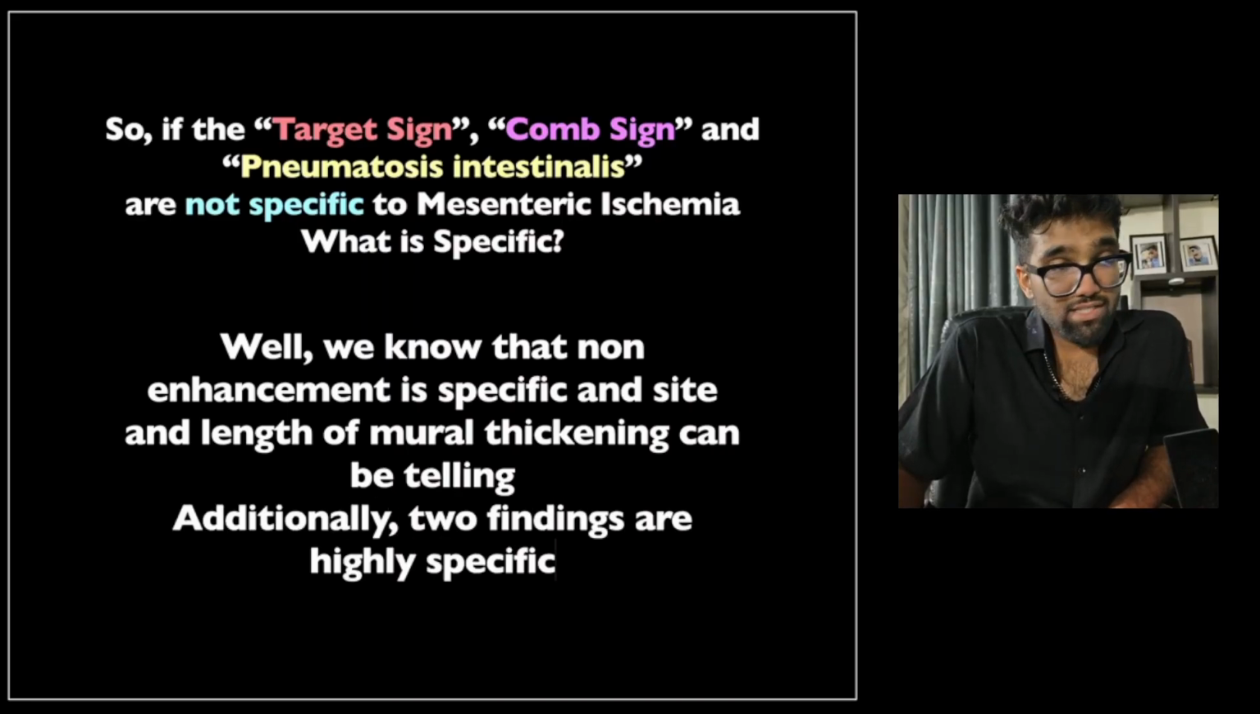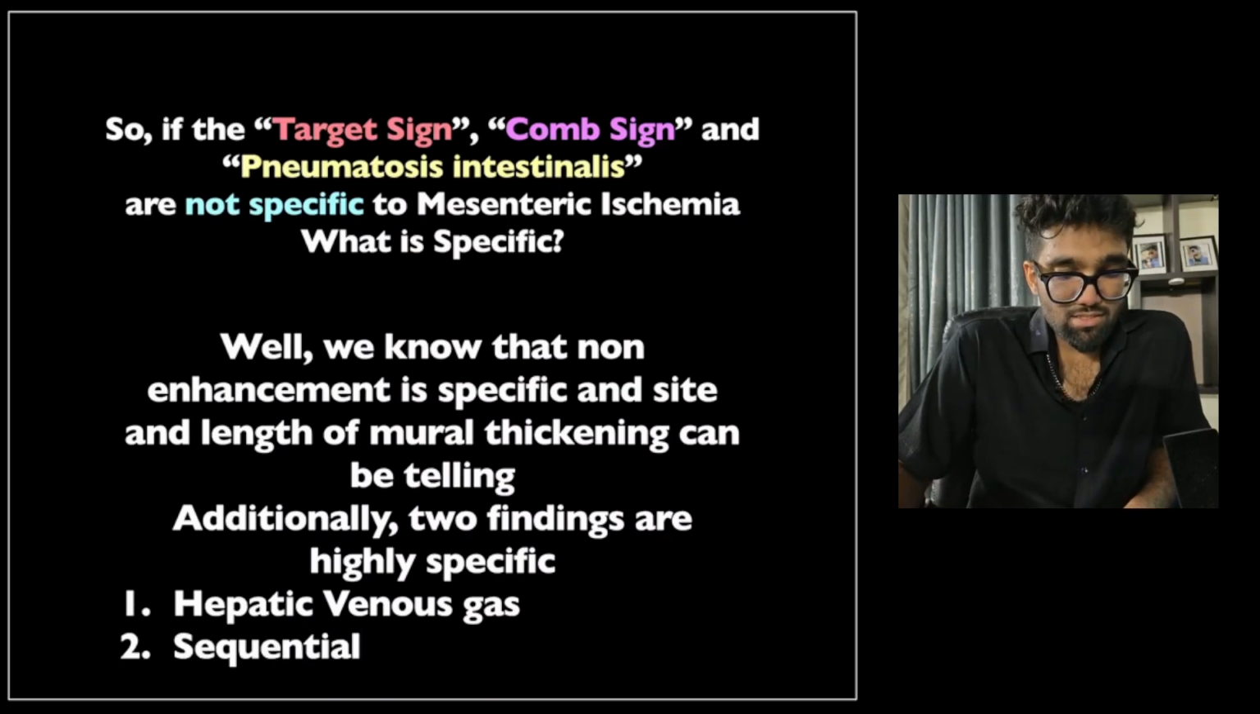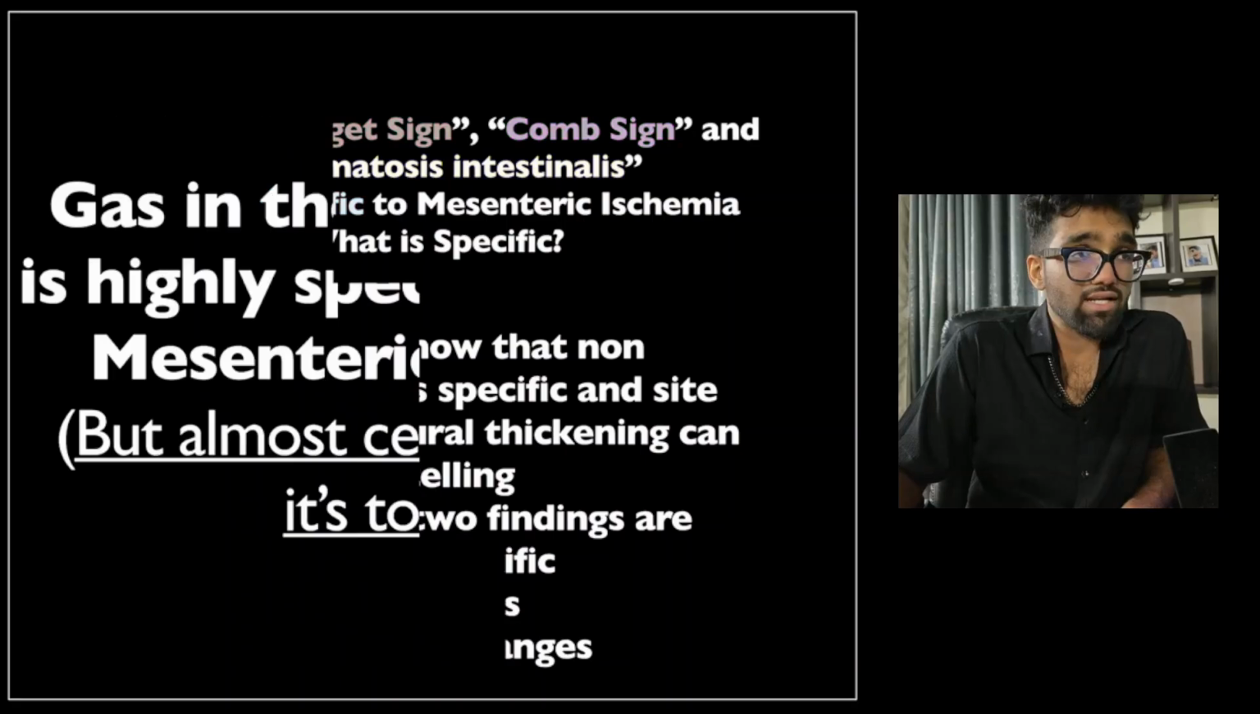Additionally, there are two findings that are highly specific. So if you see them, you know that the patient has got mesenteric ischemia. The first one is hepatic venous gas. Okay, that is air density within the hepatic veins. The second is the sequential wall change, because the sequential wall changes that occur in intestinal ischemia are different from those that occur in Crohn's disease.